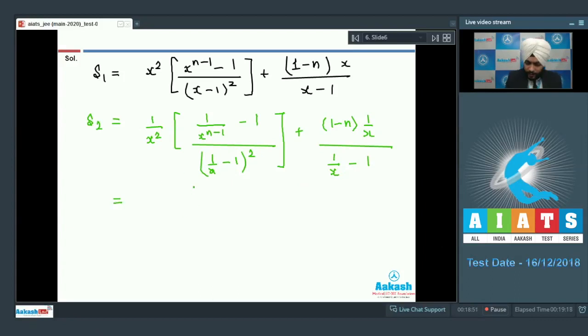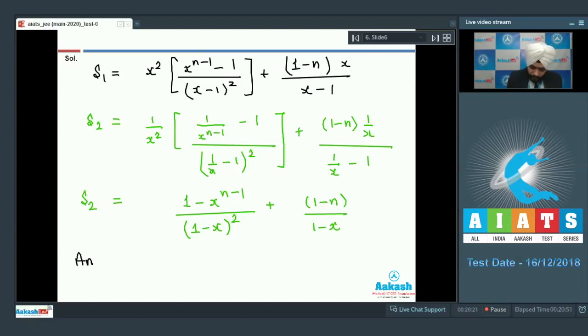X square will get cancelled. This will be 1 minus x raised to the power n minus 1 upon 1 minus x whole square plus 1 minus n upon 1 minus x. Okay, this is S2. So the final answer of the problem is S1 plus S2 plus n.